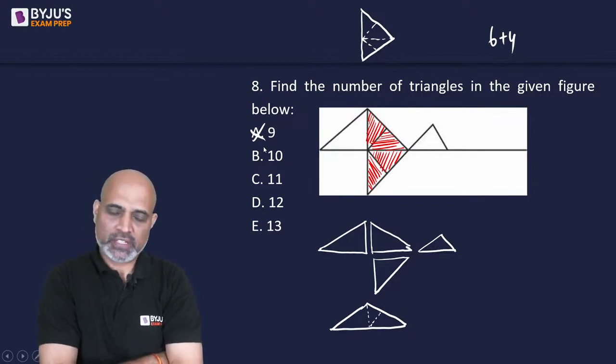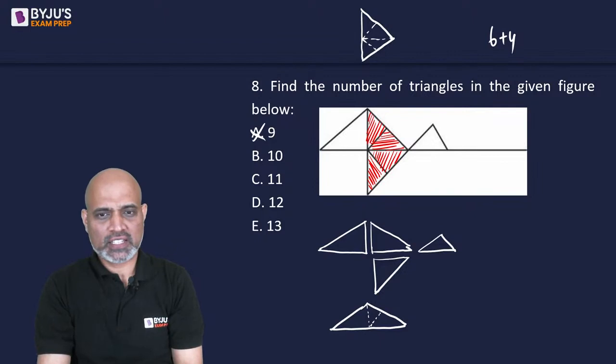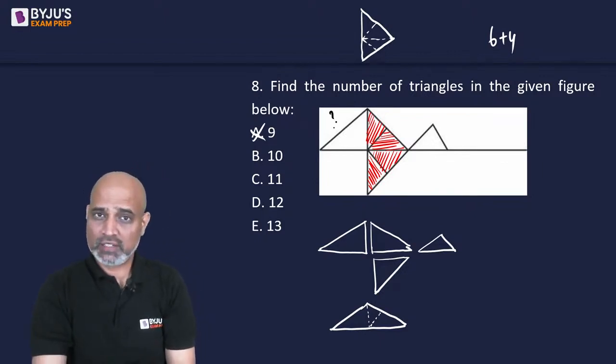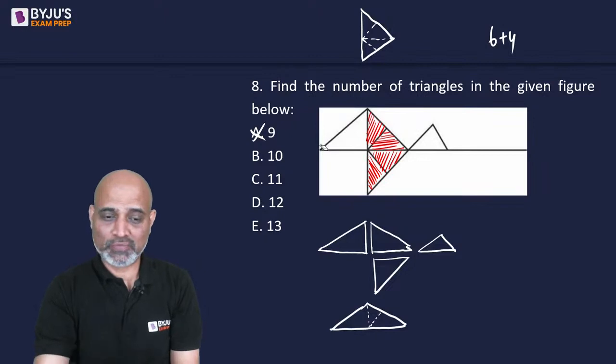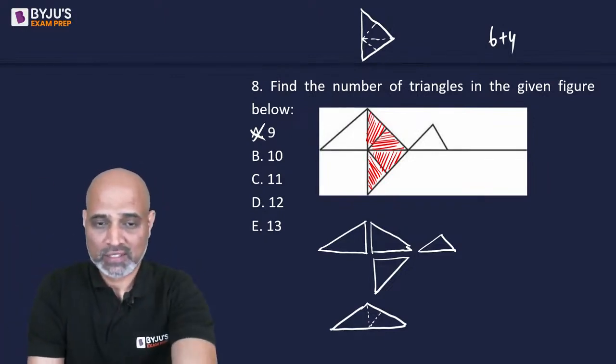Which other triangle am I missing? You guys are answering 11 and 12. 12 is coming, which means I am missing 2. I don't know. Are you guys considering this portion also to be a triangle? This one? This is not a triangle. Okay. The lines are only drawn, the black lines that you see. Those boundaries are not the black lines.